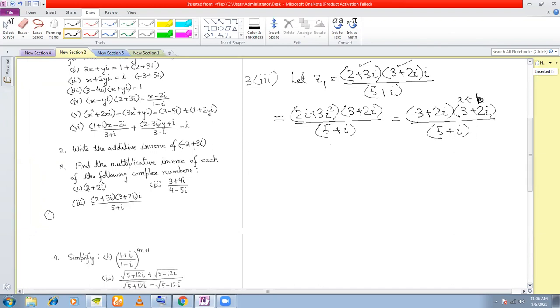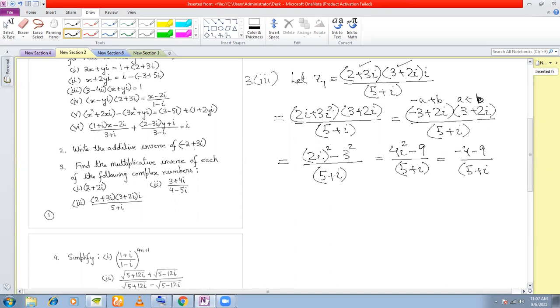This is your a plus b, and this is your a minus b form, right? This is minus a plus b. In fact, b plus a into b minus a form, right? So this will be a square minus b square. So a square minus b square divided by 5 plus i, which is equal to 4i square minus 9 divided by 5 plus i. Now you put i square is equal to minus 1. You will get minus 4 minus 9 divided by 5 plus i. So you have minus 13 divided by 5 plus i.